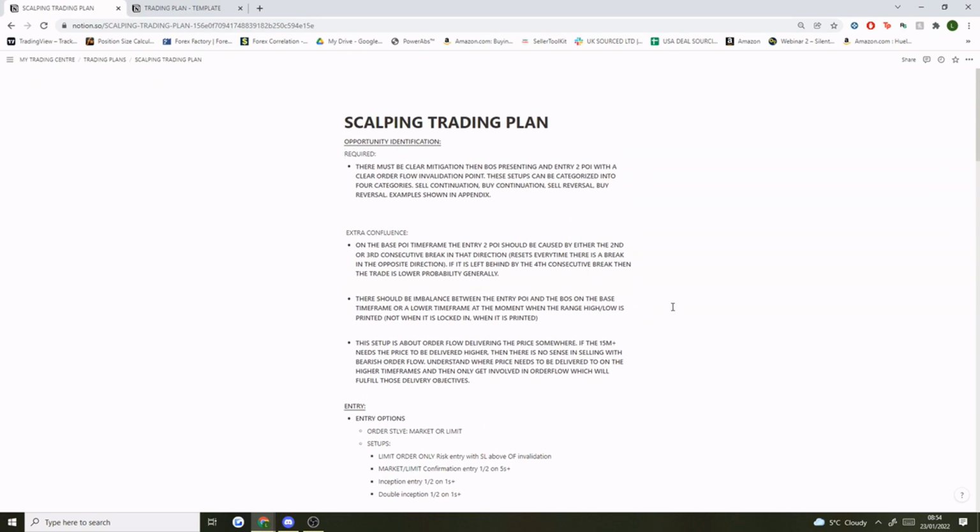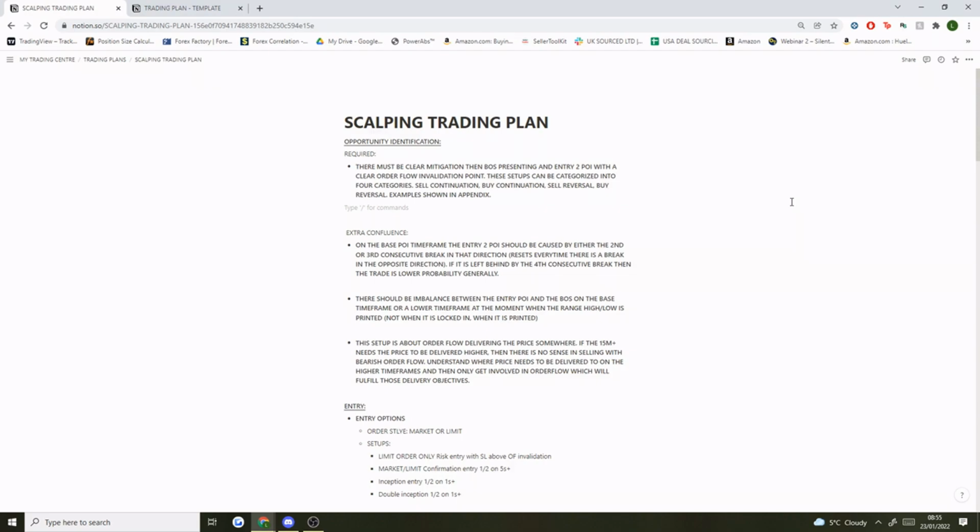Alright, so the first part of this, the opportunity identification. This is basically where you describe your strategy. This is my personal trading plan, so it probably won't make sense to a lot of you guys, because you don't necessarily know what this stuff means unless you're inside Vertex. But this is where you basically describe your strategy. If you're a support and resistance trader, then you're going to describe what your support and resistance setup looks like.